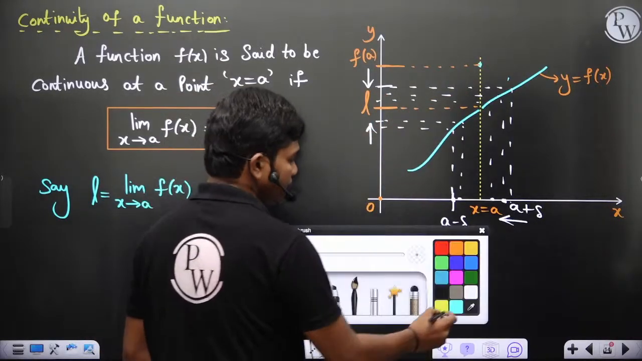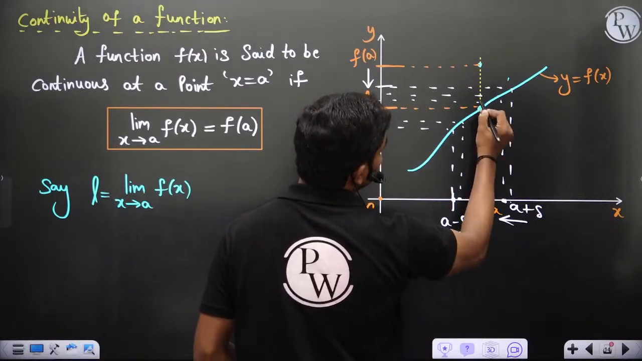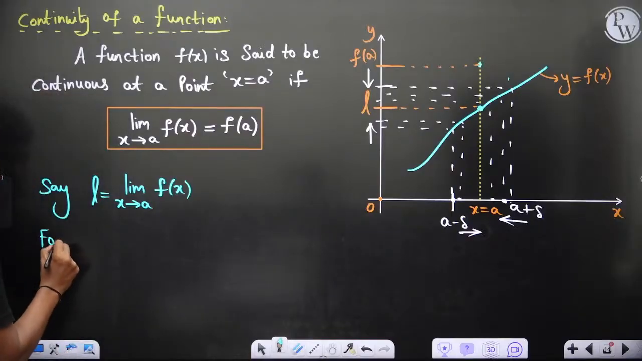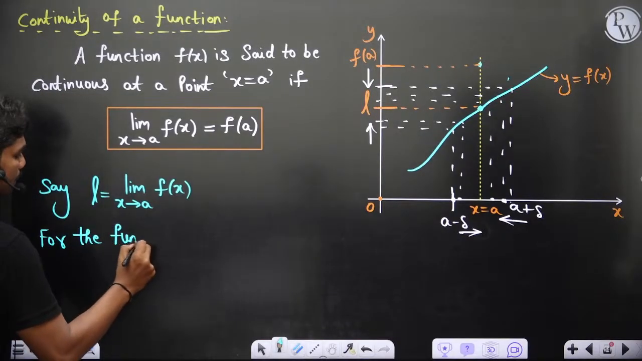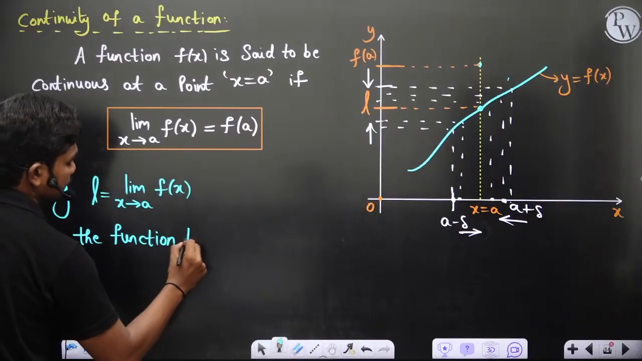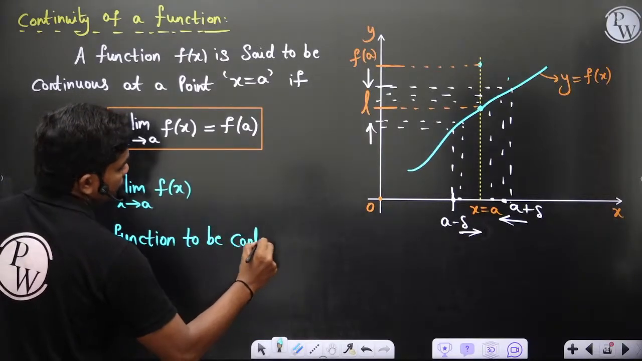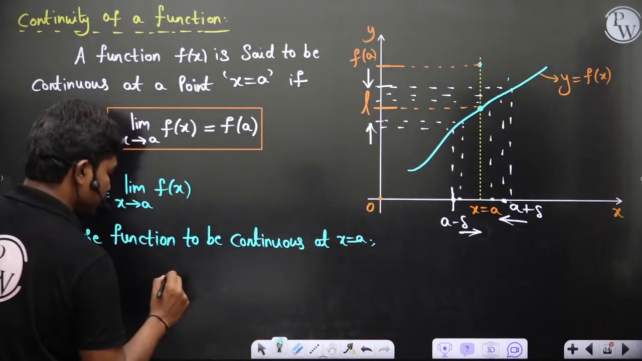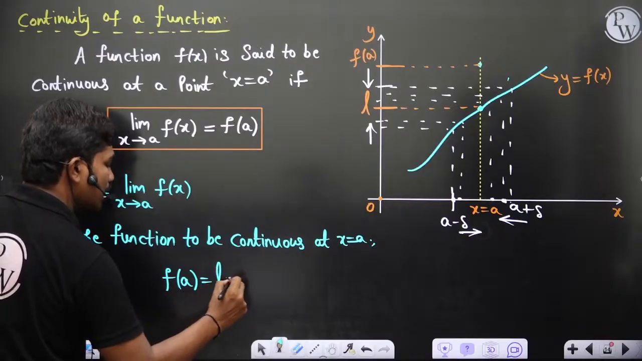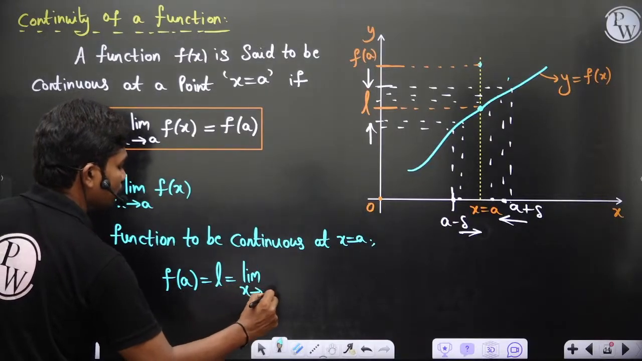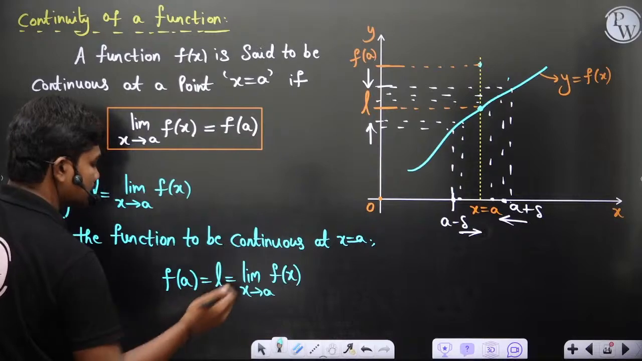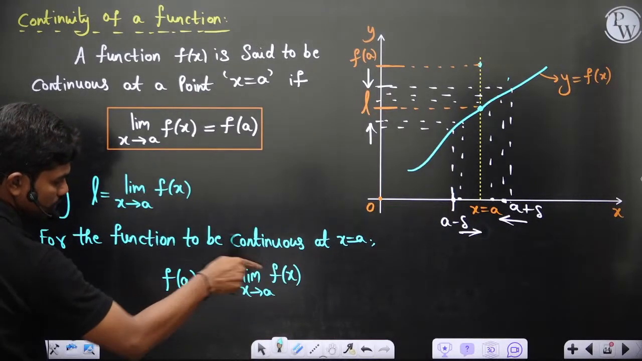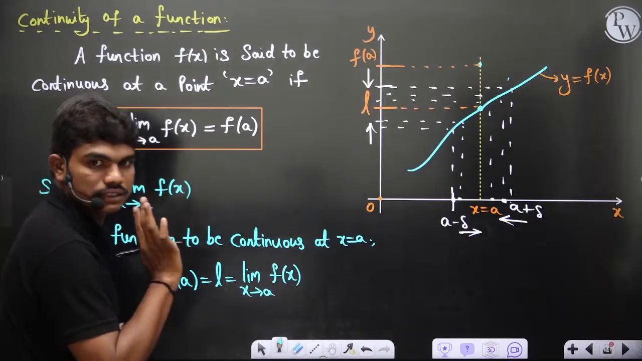Now, if this point has actually come and settled here, then the function becomes smooth and continuous at this point. For the function to be continuous at x is equal to a, ultimately your f of a should be equal to L, and that is equal to the limit as x tends to a of f of x, because L is nothing but the limit. Therefore, at a point, if the function has to be continuous, the limit value of the function and the actual value of the function should both be the same. That's how we get this condition.